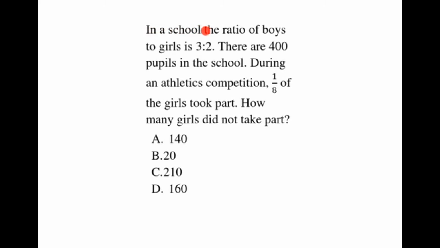In a school, the ratio of boys to girls is 3:2. There are 400 pupils in the school. During an athletics competition, an eighth of the girls took part. How many girls did not take part? Solution.